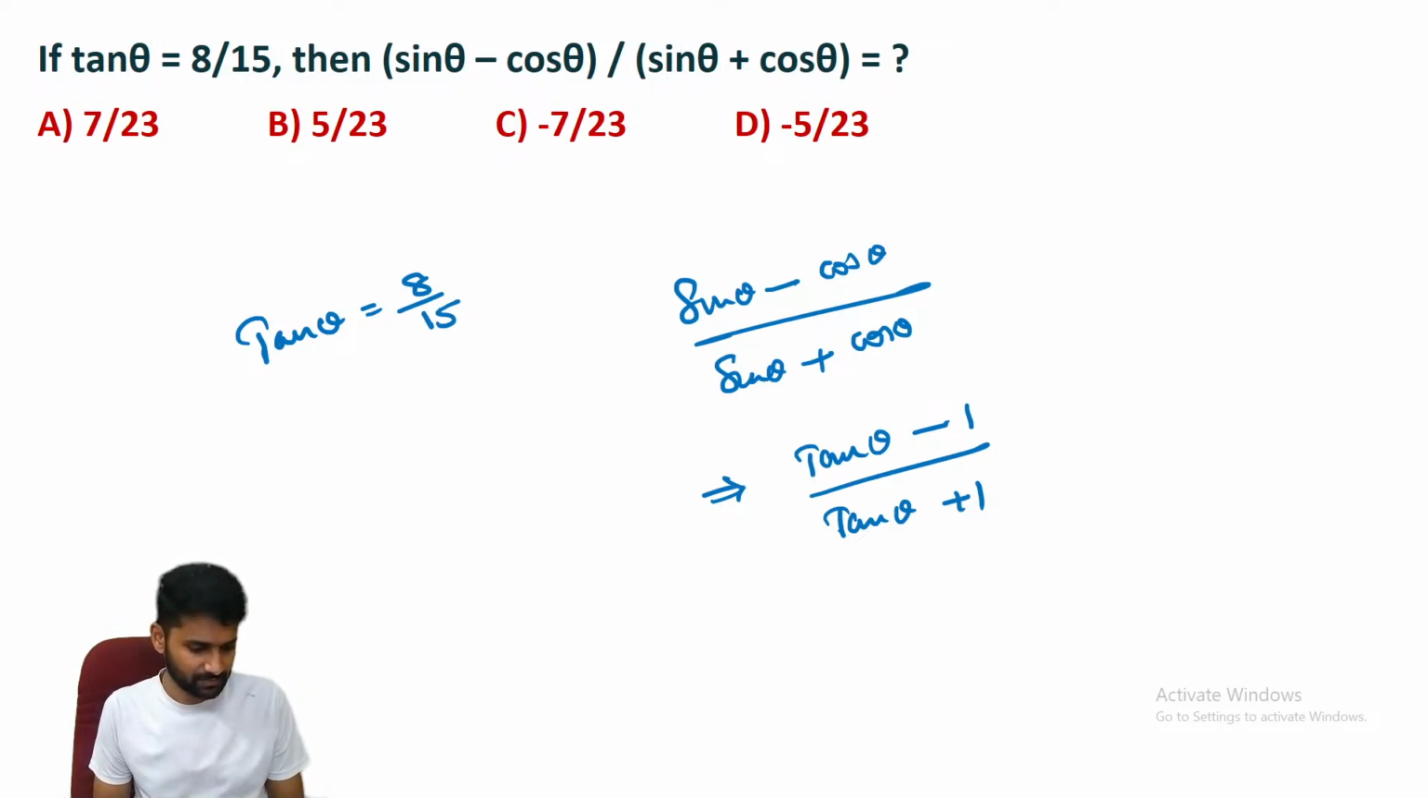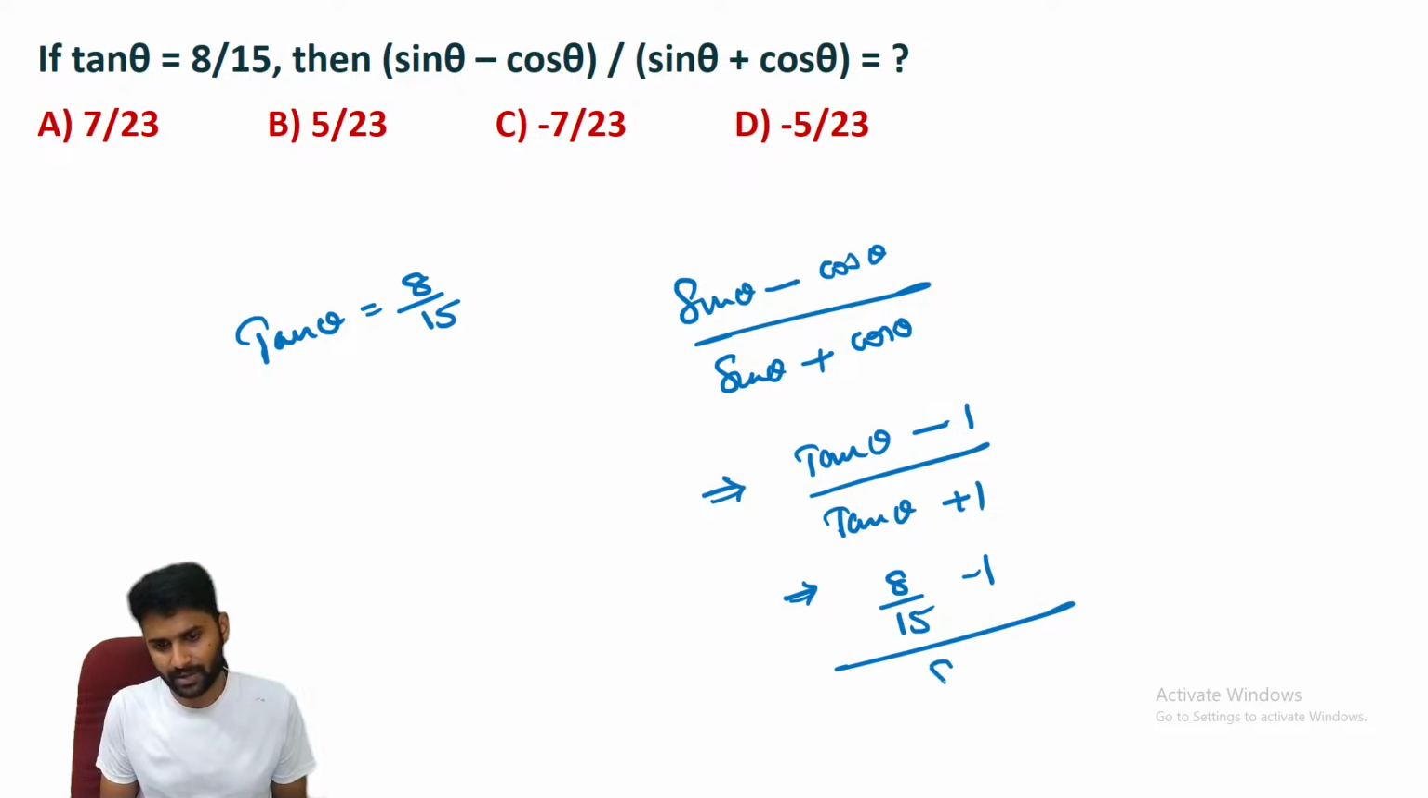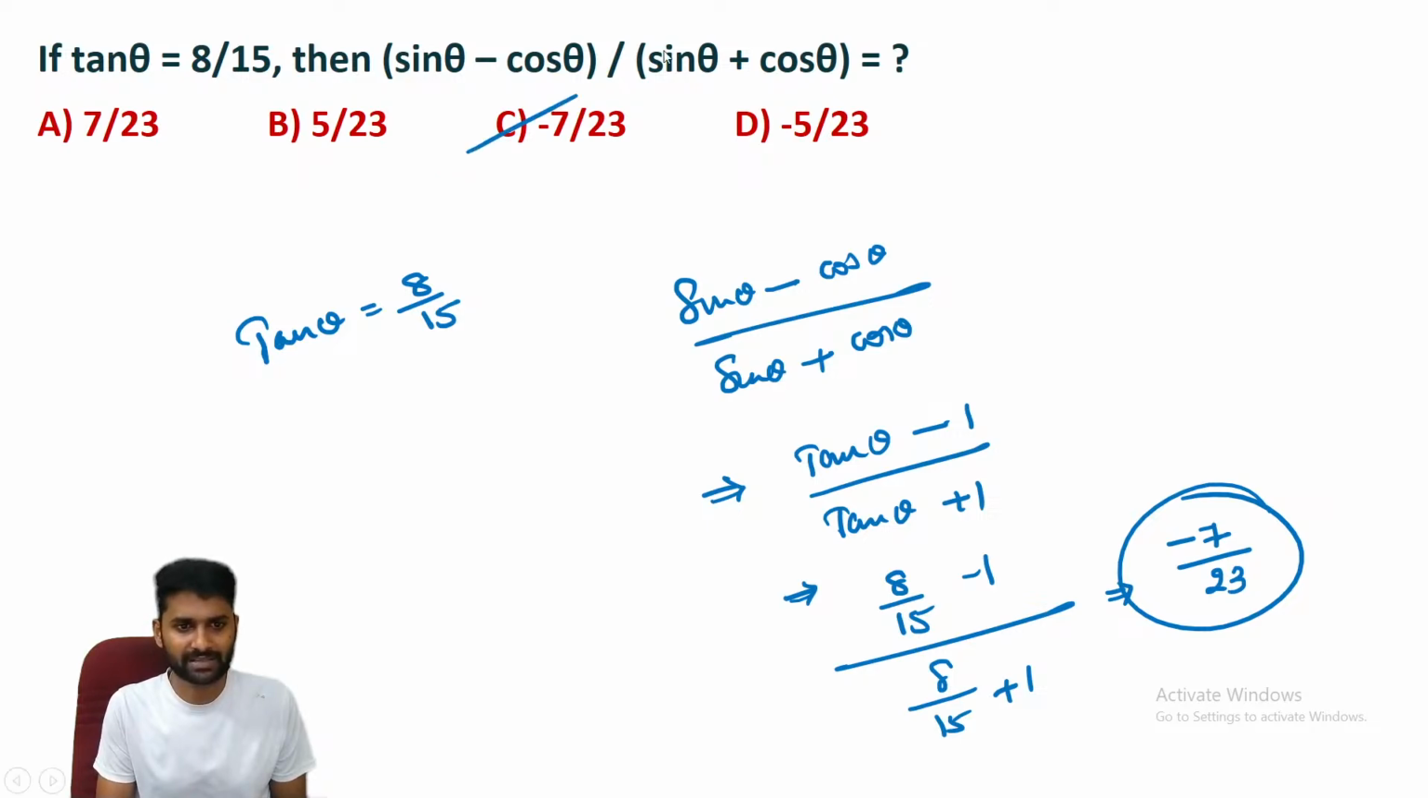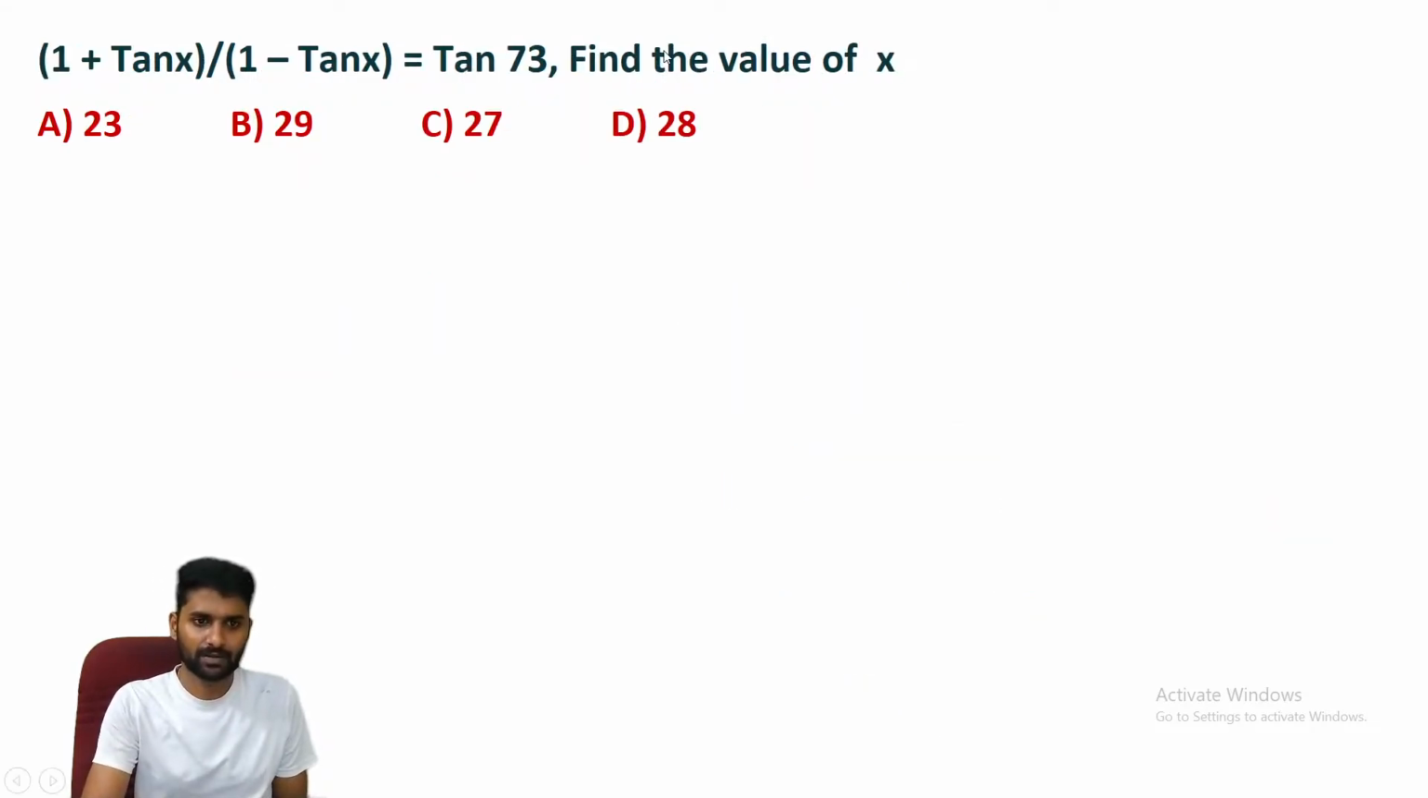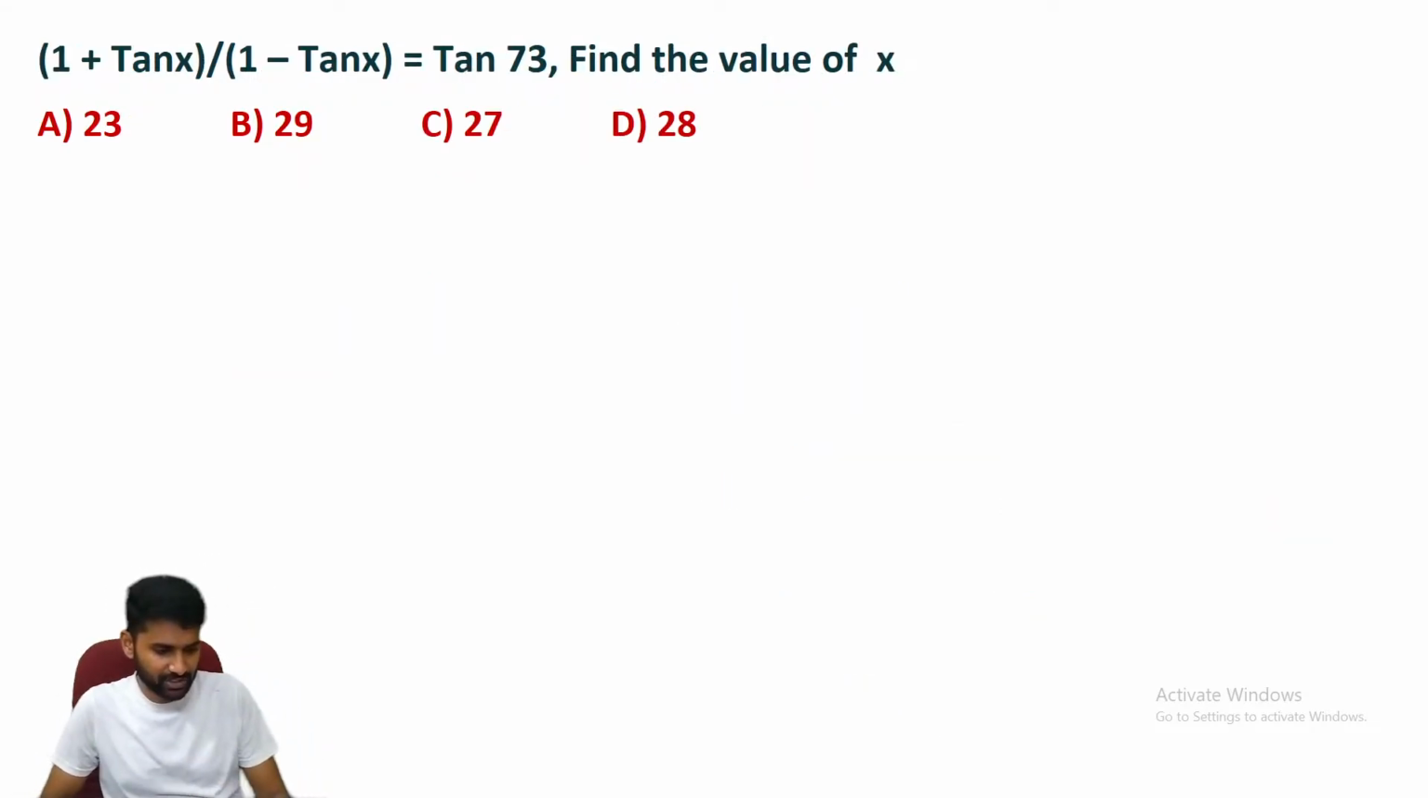Now you already know the tan theta value. You get 8 by 15 minus 1 over 8 by 15 plus 1. You will get a negative value in the numerator. 8 minus 15 is minus 7. 8 plus 15 is 23. Answer: minus 7 by 23. Let's see one more question in trigonometry.